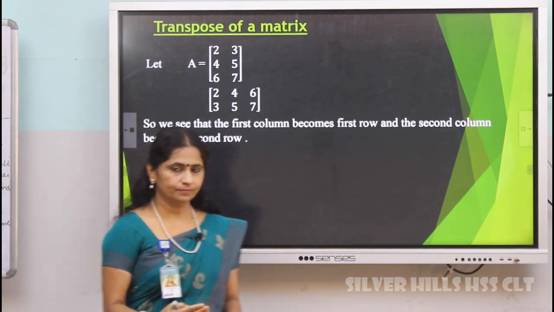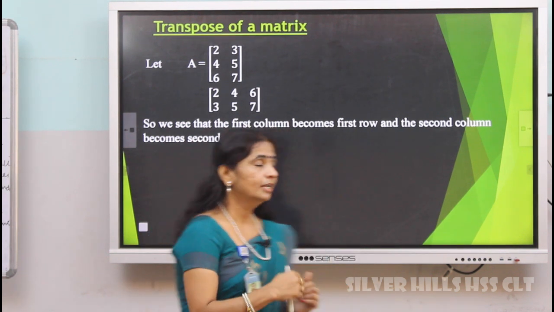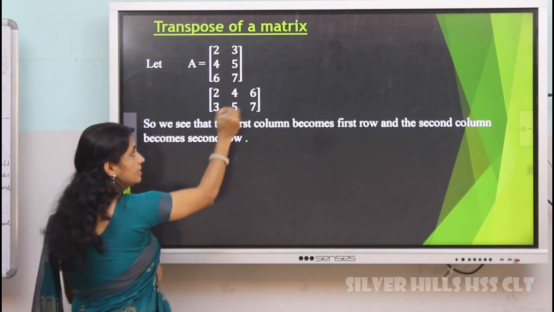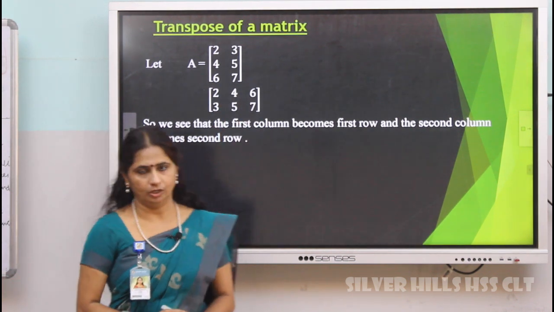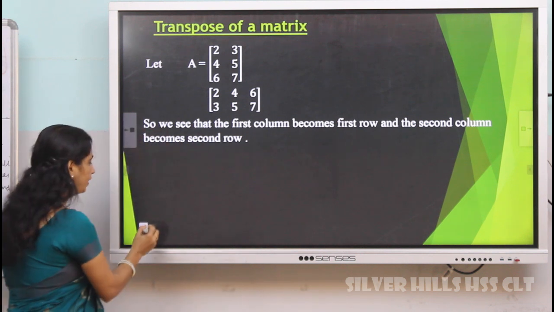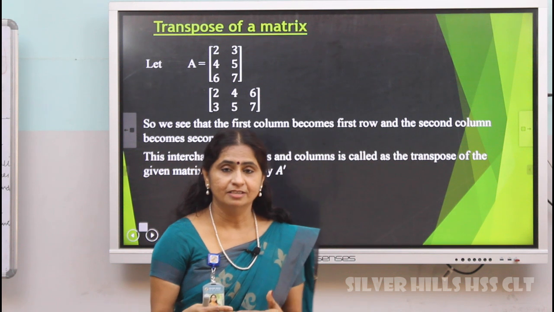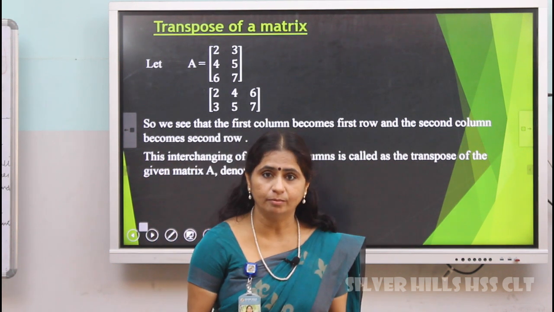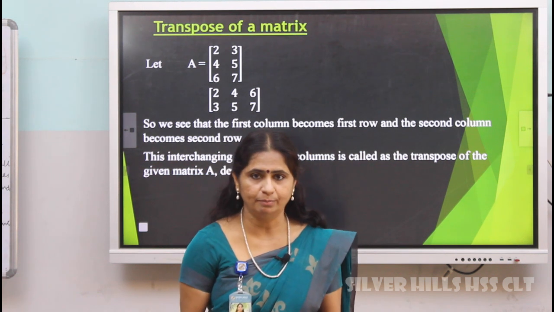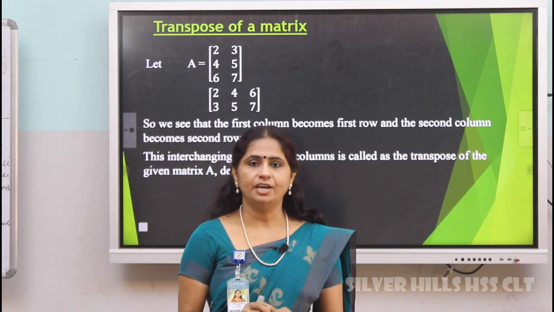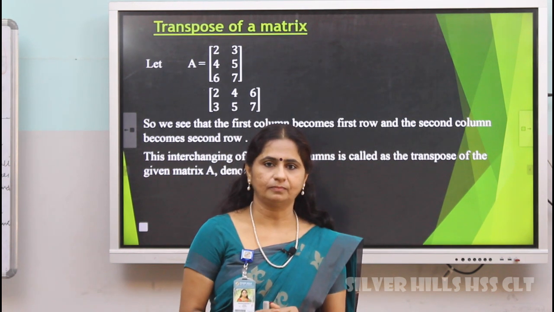In short, I can say the first row becomes first column, the second row 4, 5 becomes second column, the third row 6, 7 becomes third column. This process of interchanging the rows and columns of a matrix is called the transpose of the matrix and is denoted by A dash or A raised to capital T. Never read it as A raised to capital T, we should always read it as A transpose.